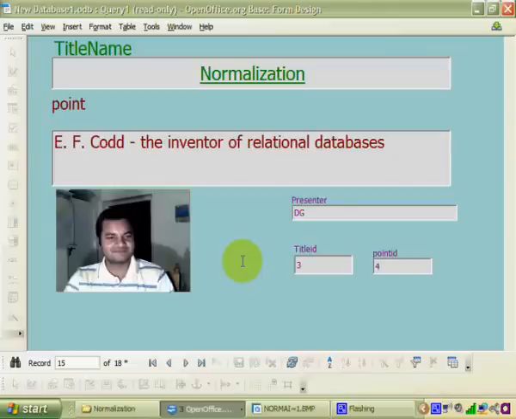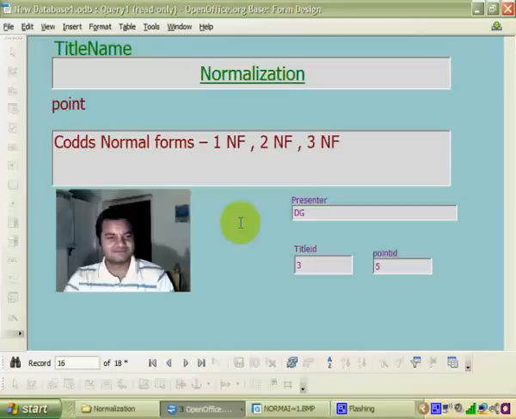E.F. Codd was the inventor of relational databases, and he described these three basic normal forms: the first normal form, the second normal form, and the third normal form. And we are going to look into these three normal forms with examples.